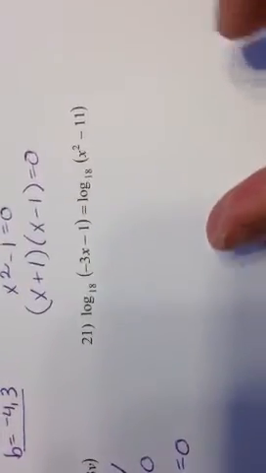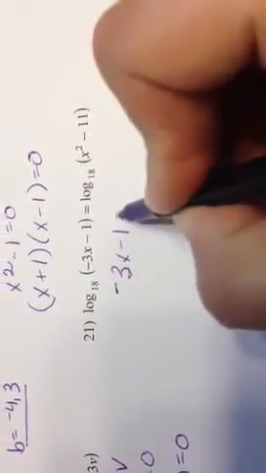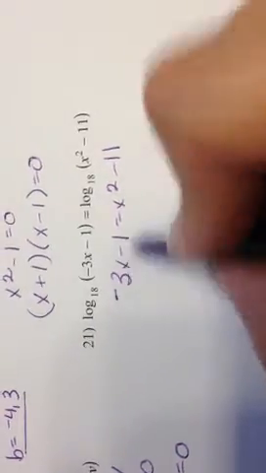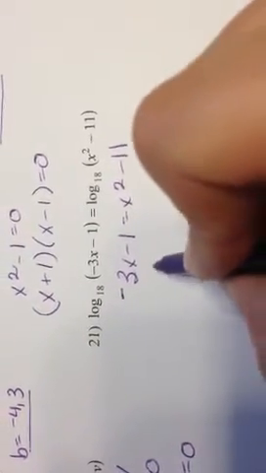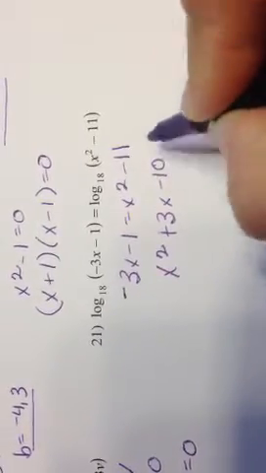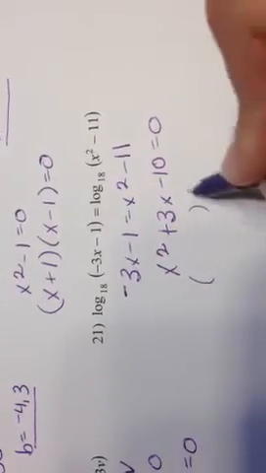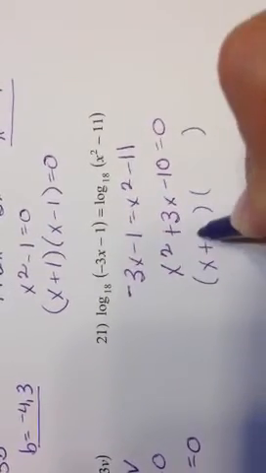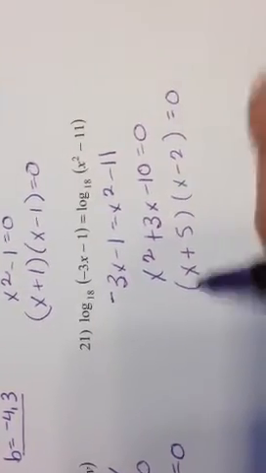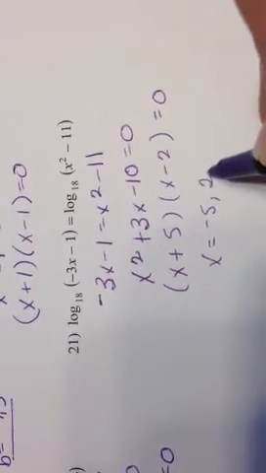And then our last example, common bases. Again, another quadratic, set it equal to 0. So bring them all to one side. Factors of 10 with a difference of 3. That's x plus 5 and x minus 2. And then set each factor equal to 0. That gives us x equals negative 5 and 2.